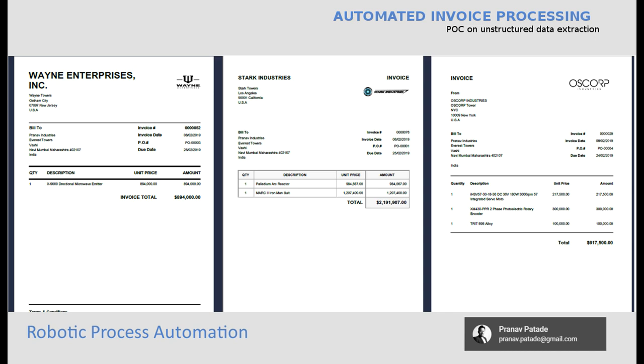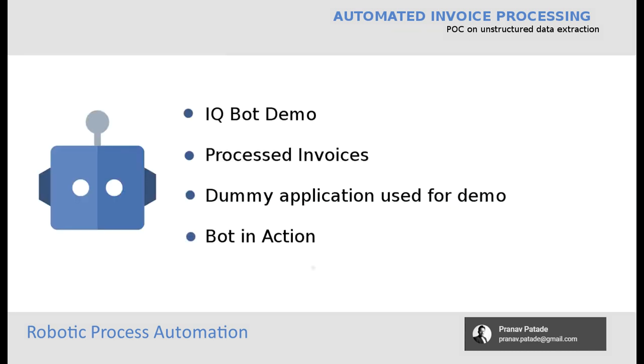For this demonstration we will be using some of the invoices that are created by fictional companies from our superhero universe. For this video, we will go through the IQ-Bot feature by Automation Anywhere. Then, we will study the data extracted by an IQ-Bot that will be used in our demonstration next. We will go through the dummy web application and the process that is automated, followed by the automation bots in action.